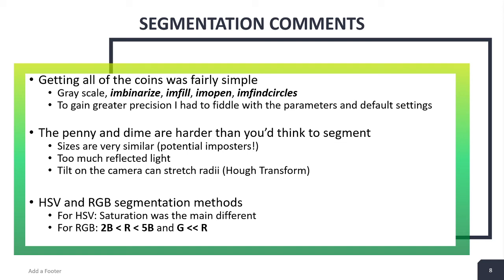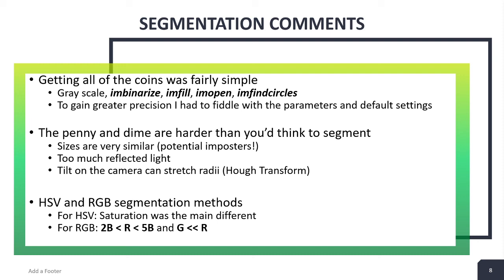So to fix that, it was called a hue transform, and you would give it a coefficient. So I believe the default coefficient was 0.85, and I moved it up to 0.92, and that kind of got me all the circles I needed. As I mentioned earlier, pennies and dimes were harder to distinguish. Their sizes were close together. Too much reflected light made a penny fall into the same category as a dime.